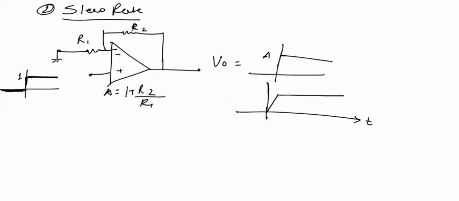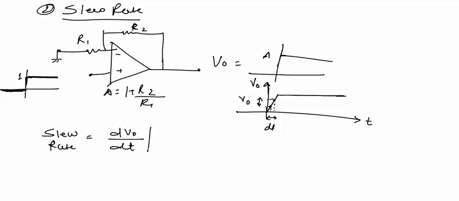And for this output, if we mark 2 points on this slope, we get change in time dt with change in output voltage, and slew rate of the operational amplifier is defined as the change in output voltage with respect to change in time, its maximum value. Or we can define slew rate as the maximum rate of change of output voltage of the op-amp.